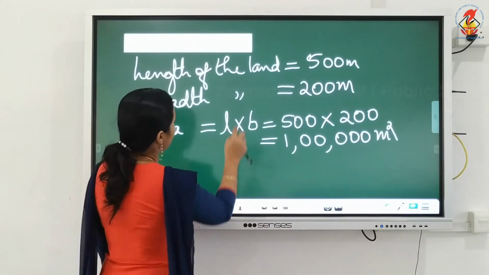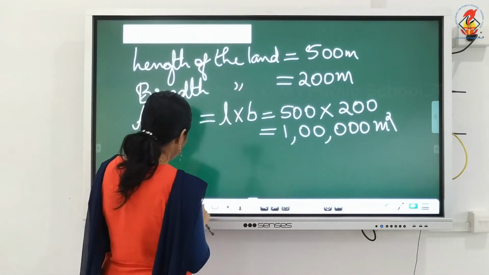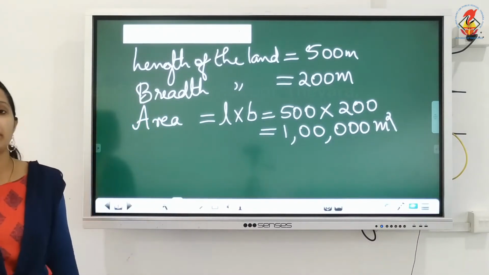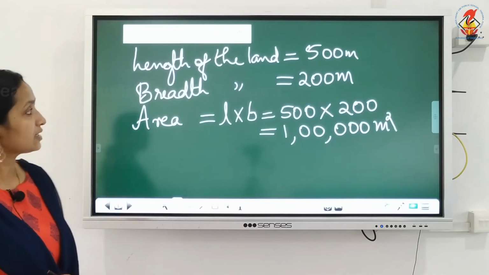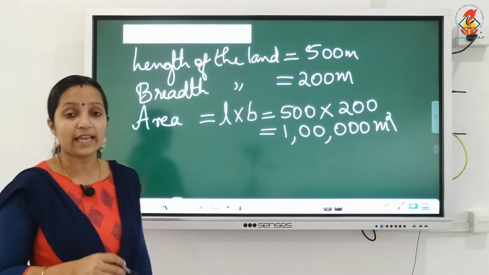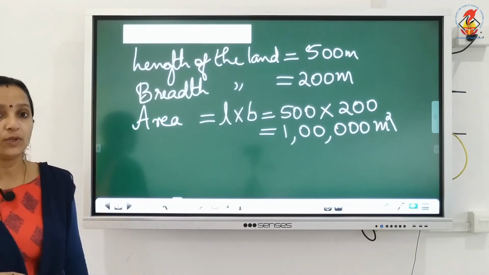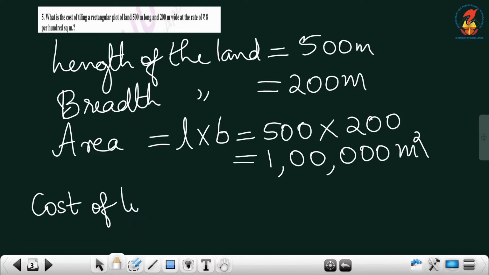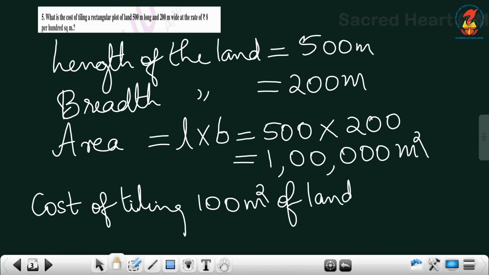So what is given there in the question? We have to find the cost of tiling a rectangular plot of land. Its length and breadth is given there, and one more thing is given there in the question, at the rate of rupees 8 per 100 square meter. What is the meaning of that sentence? Cost of tiling 100 meter square of land is equal to rupees 8.